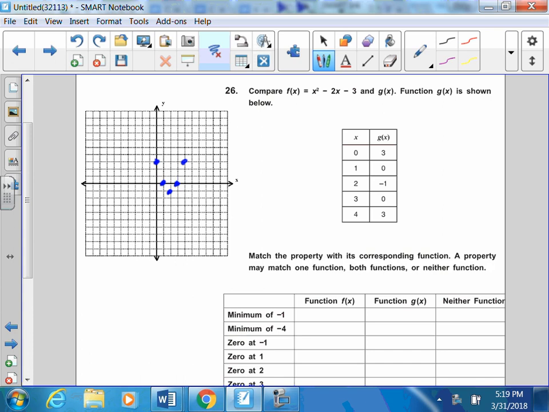It looks like it's quadratic. I'm going to write down what that would be. y equals (x minus 2) squared minus 1. All right, so that's what that would be.